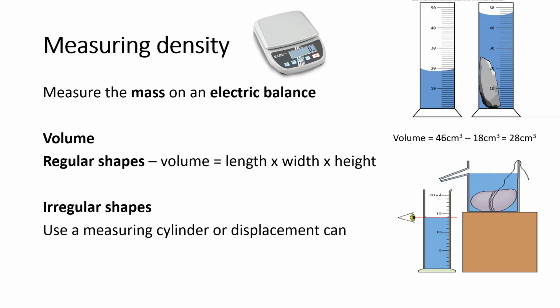For a displacement can, you fill the water up to the bottom of the spout so that it's right on the edge, just about to pour out. Then you carefully lower your object in, collecting any liquid that comes out in a measuring cylinder. The volume of liquid displaced is equal to the volume of the rock. In this case, it's 14 centimeters cubed.